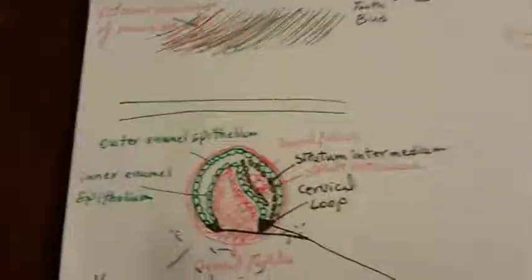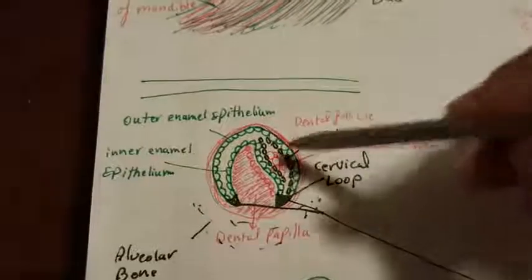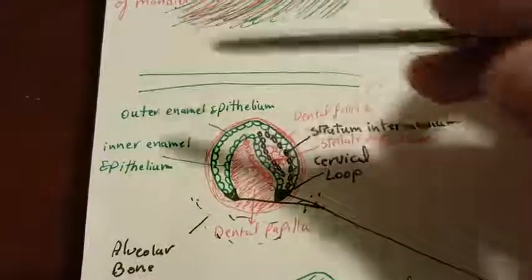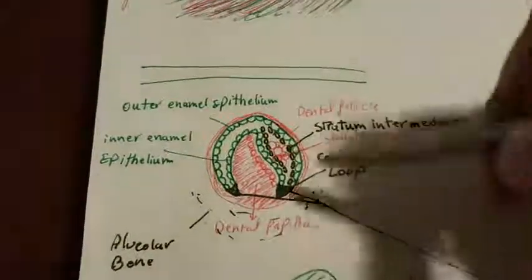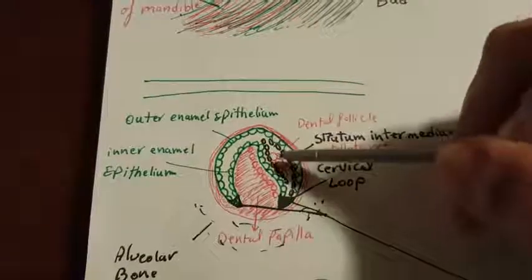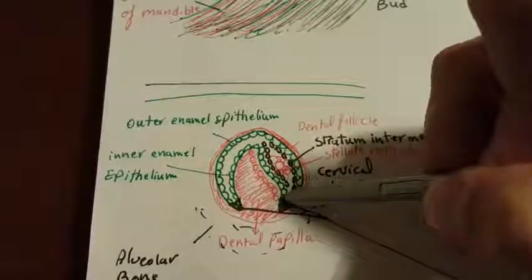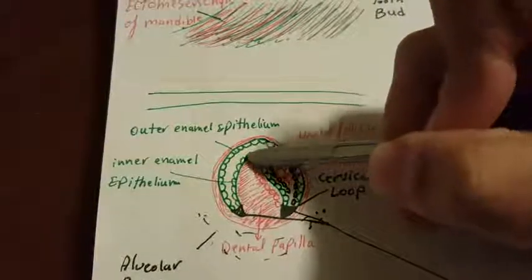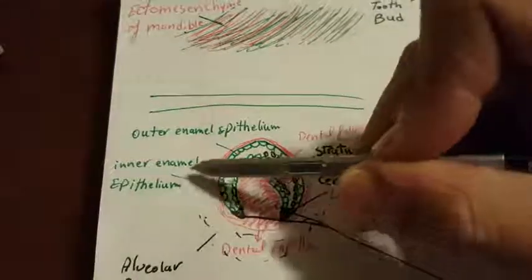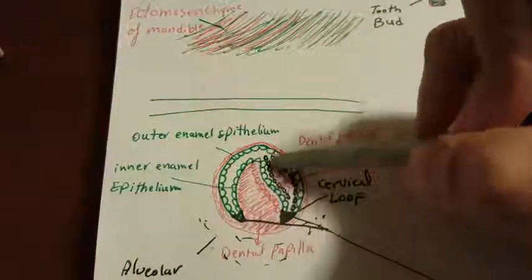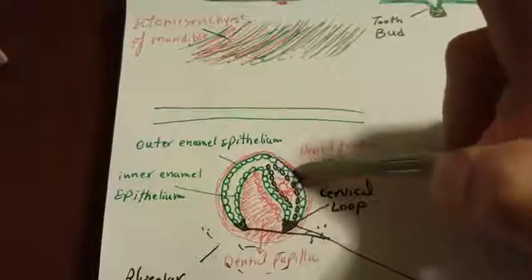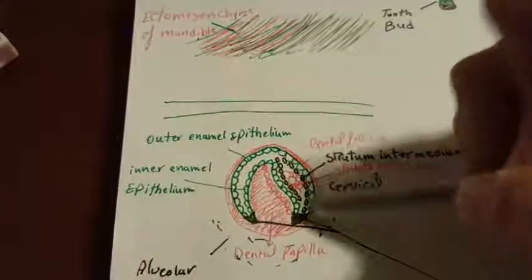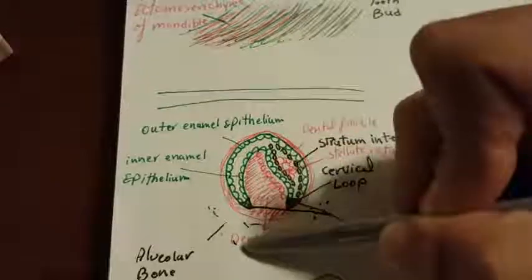Next is the differentiation of the enamel organ. It's very important, and this is called the Bell stage, by the way. You can see that the enamel organ differentiated into the inner enamel epithelium inside, and the outer enamel epithelium. Still surrounded by the dental follicle, and here is the dental papilla.